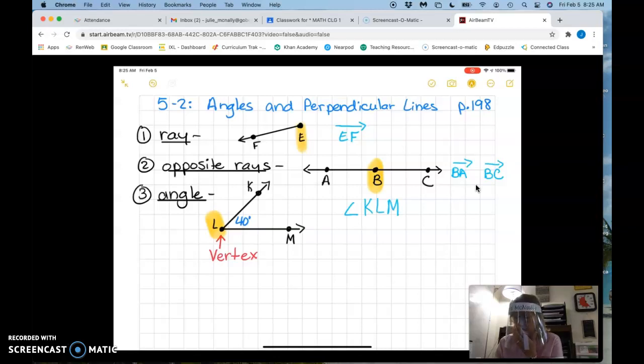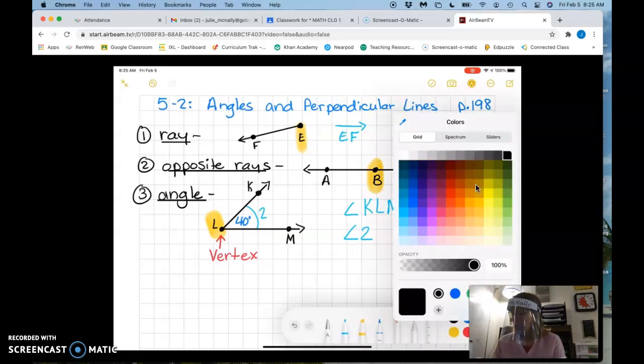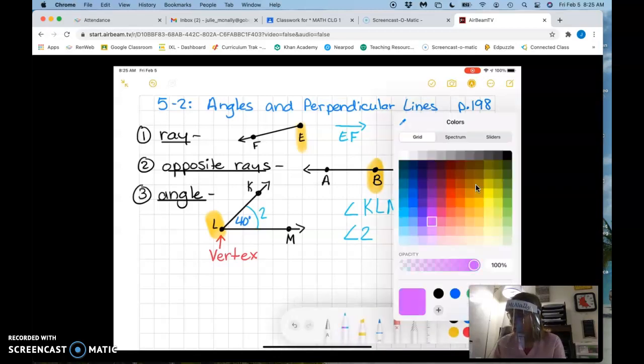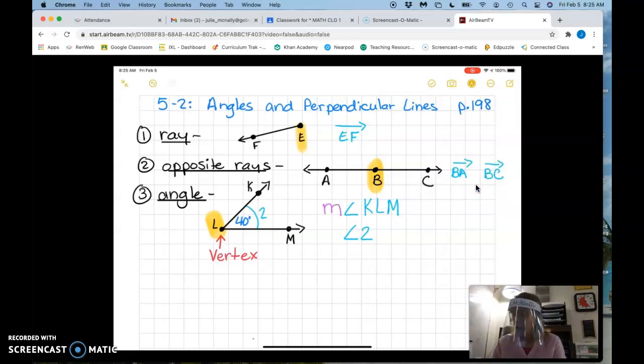And then sometimes you'll see that they put a number right there with a little arc. So if you see the arc with the number, you can also call the angle by that number. So we can call it angle 2, which is a lot shorter and easier to do. And then if I wanted to tell what the measure of this angle is, I would say the measure, little m for measure, of angle KLM is 40 degrees. And that's how you would write that.